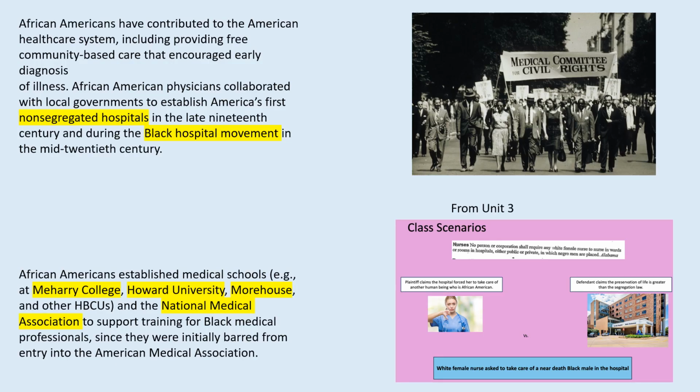This section is primarily about hospitals. You want to go back to Unit 3, where we looked at situations where, like, a white nurse could, by the law, defy taking care of a sick African American, primarily because of the segregation law in the state of Alabama that said a white nurse could not take care of a Black male patient, which is going to lead to segregated hospitals, as well as the Black hospital movement.